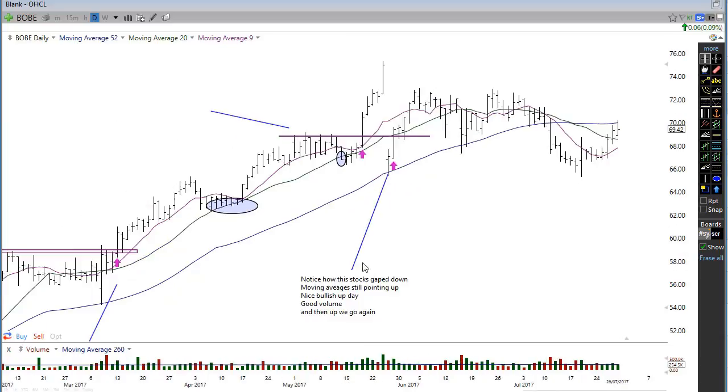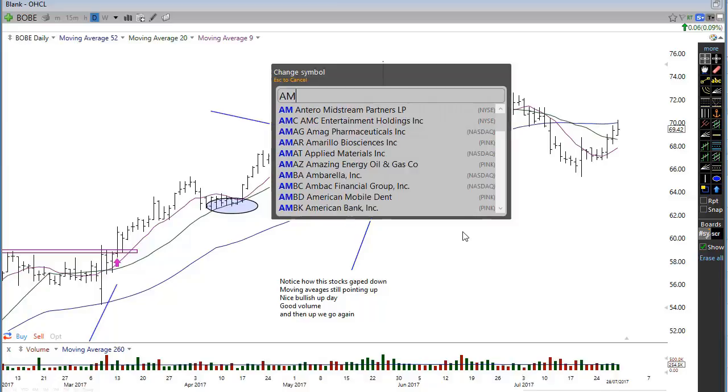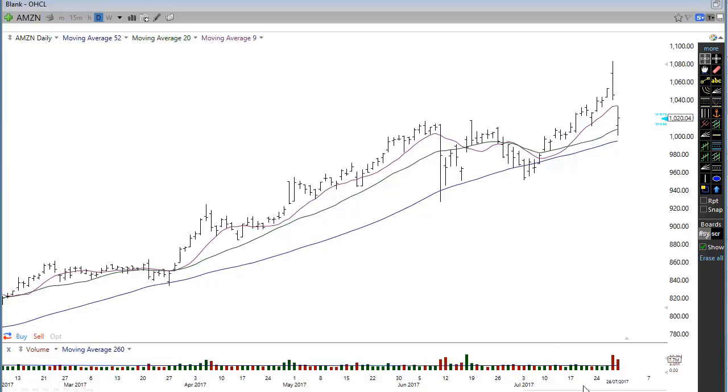And this is just me writing down notes saying, notice how this and so on and so forth. You can see I write a lot of things on my screen here. So anyway, that's just a few trades that I can think of here.